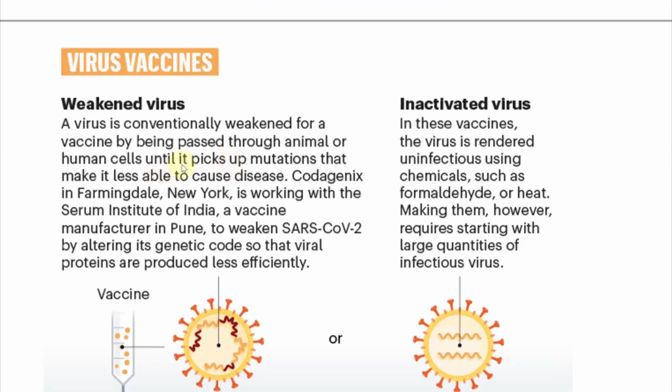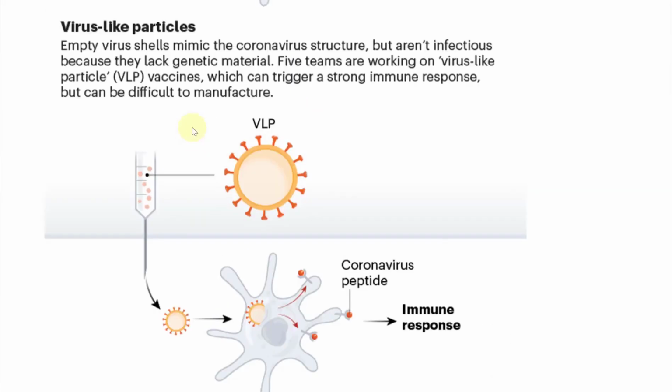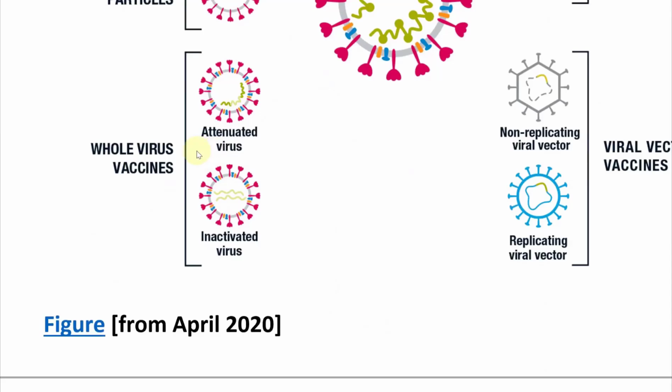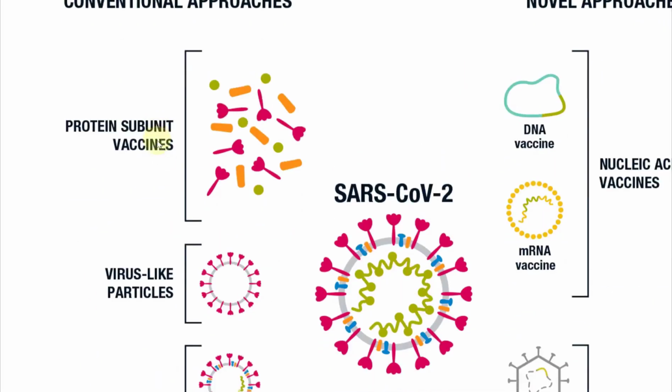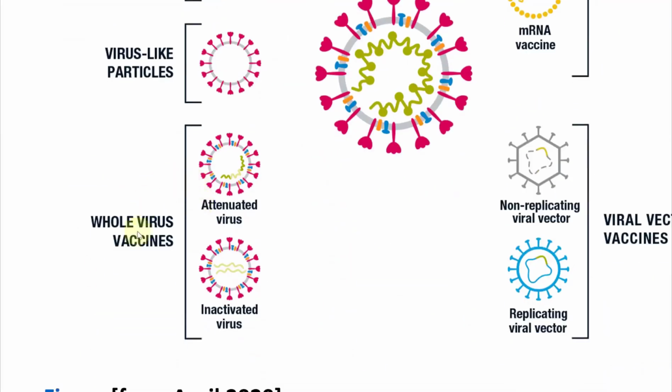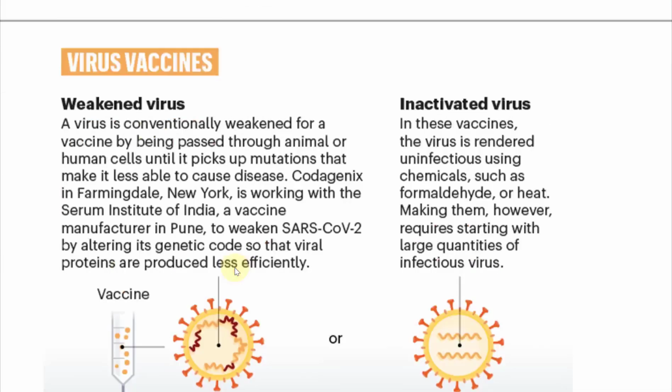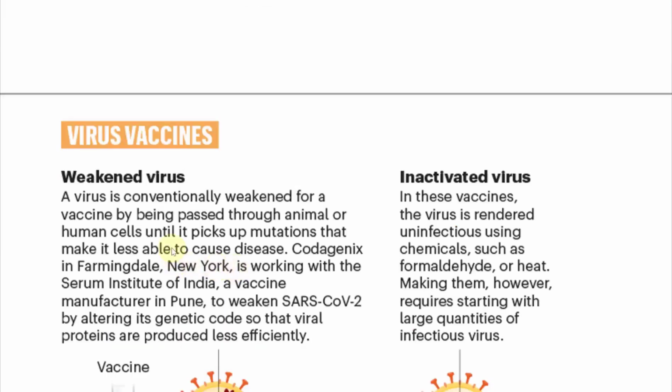And now let's look at the virus vaccines. So we had the protein one here, the protein subunits and virus-like particles. And now we're going to look at the whole virus vaccines, where you have a weakened or inactivated virus. So let's go back here. Virus vaccines: weakened or attenuated.